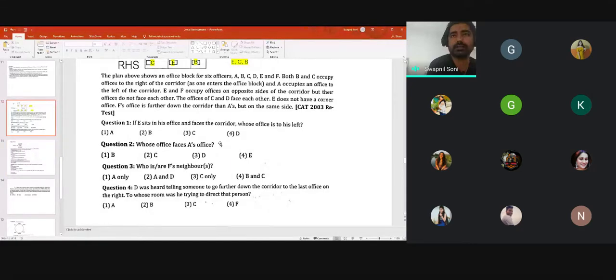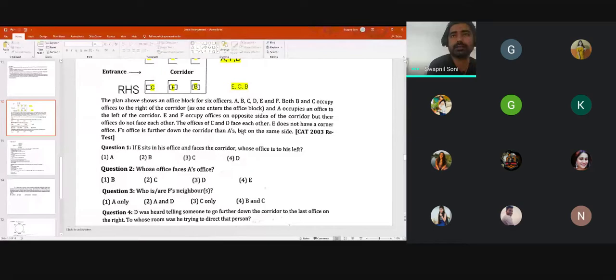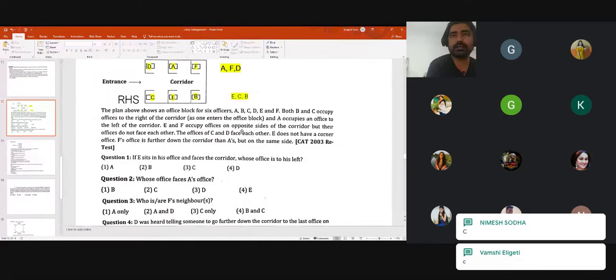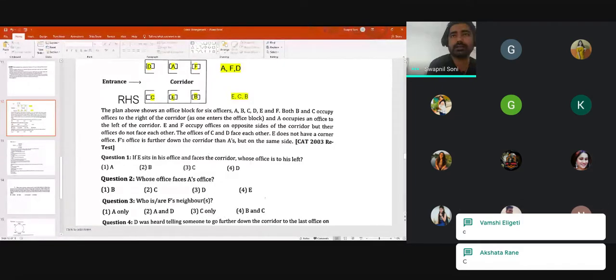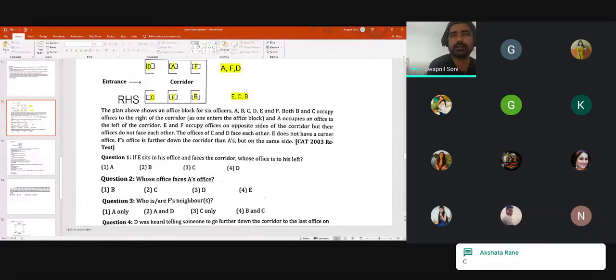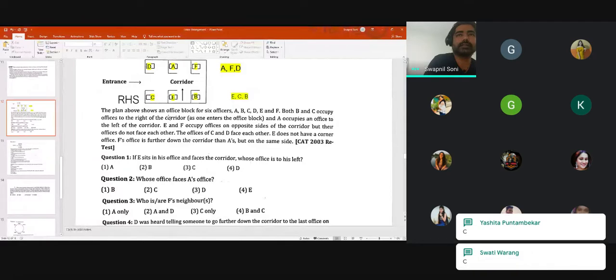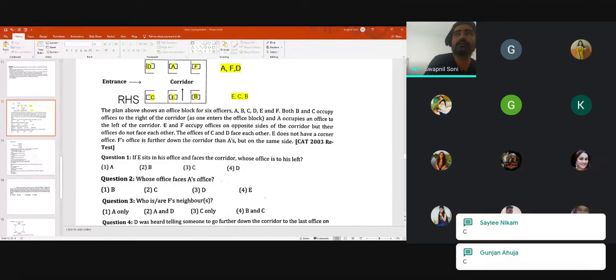If E sits in his office and faces the corridor, whose office is to his left? If E sits in his office and faces the corridor, so E is over here, he is facing this direction. So whose office is to his left? Option 3. Okay, nice. Good.